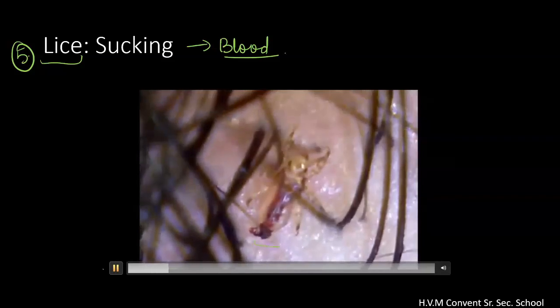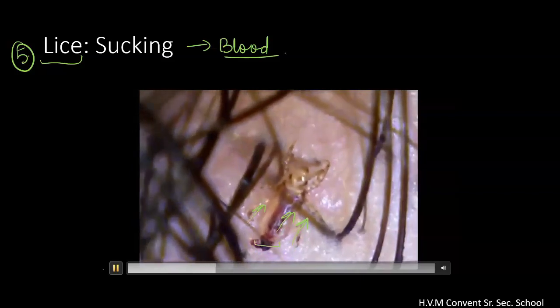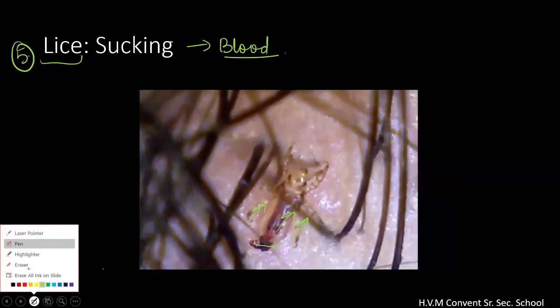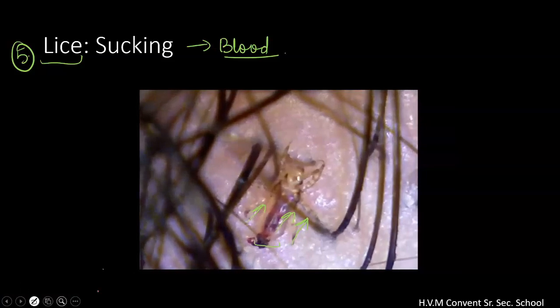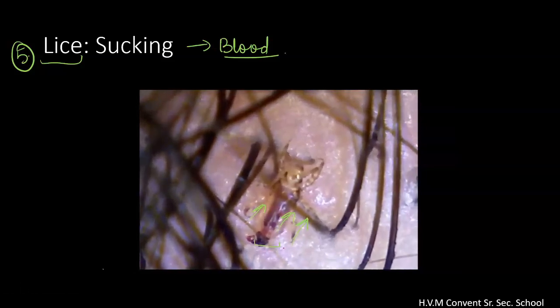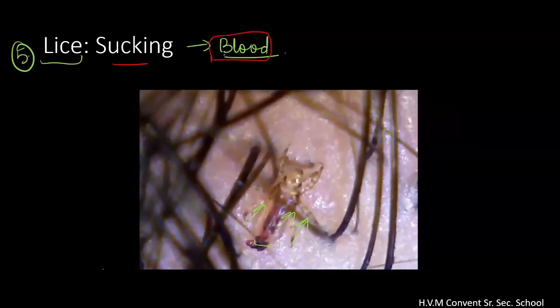So lice, it is here, it is sucking the blood. So you can easily see the sucking of blood by the lice, right? So this is the mode of taking of food in case of lice, that is sucking. And what is the food in case of lice? It is the blood, right?